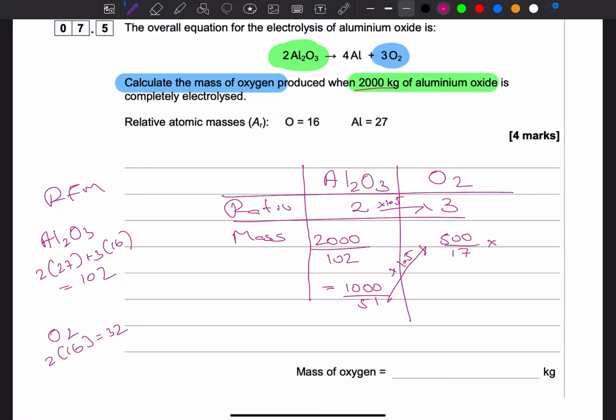Then you multiply by relative formula mass of that, 32. Just put times 32. 941.2. 941.2 kilograms is the answer. Because you put kg, you'll always get kg out. Good.